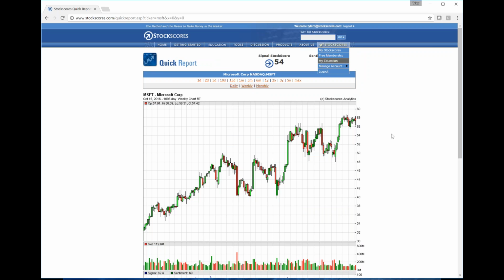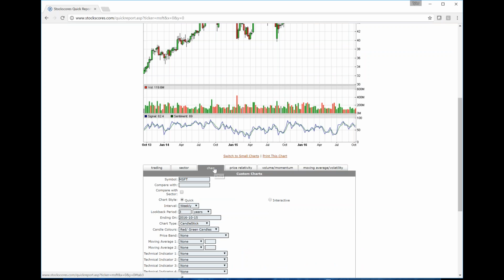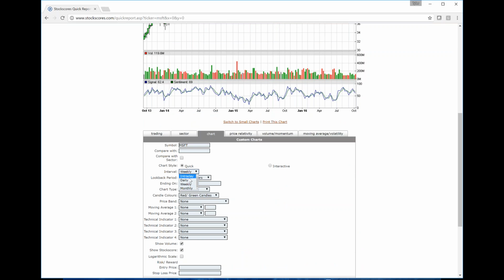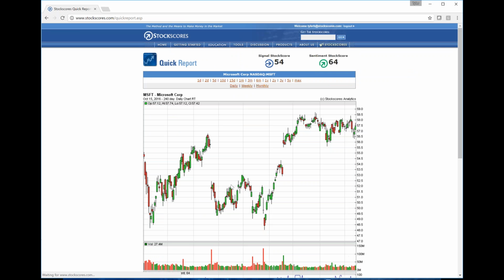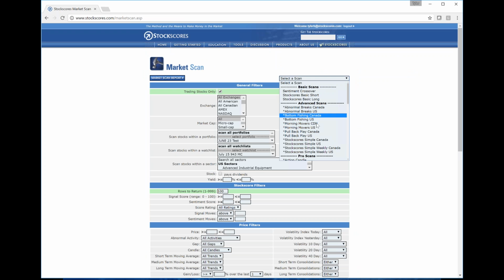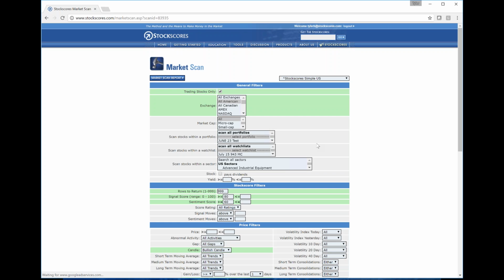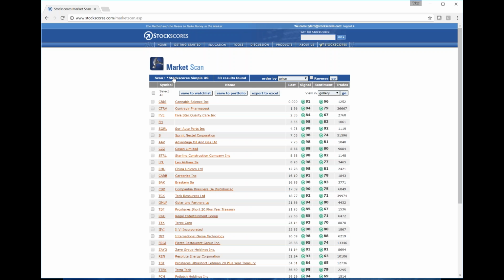So I call up any chart, call up Microsoft, go to the chart tab, make this a daily chart, going back 8 months, and click on Create Chart. And there I have a daily. Now when I go into my market scan, I can select the Stock Score Simple Daily for Canada, so Stock Score Simple Canada, or I could do the US. Let's do the US this time. Run the report, and it finds 33 stocks for me to look at.